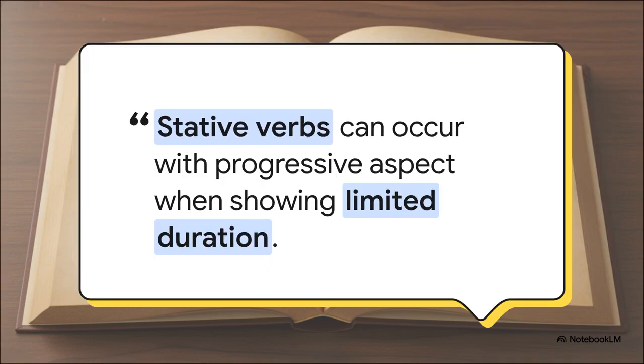As academic sources brilliantly point out, when we deliberately force a traditionally stative verb into the continuous tense, we are doing it on purpose. We're intentionally highlighting to the listener that the state we're describing is unusually intense, highly temporary, or currently undergoing a developmental change. We are basically turning the photograph into a video to make a very specific point.